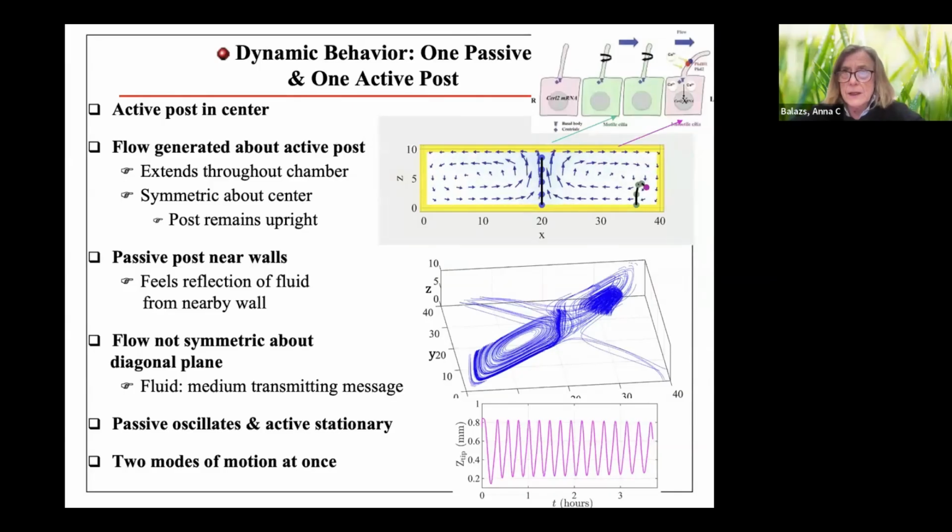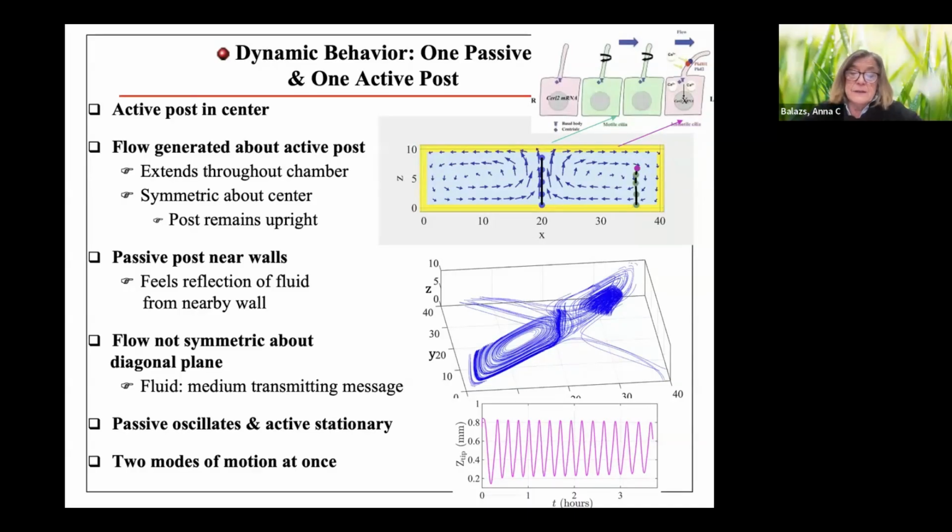And I think you see it very nicely here. The catalase is the blue one in the middle, and it's generating this flow field that's symmetric about itself. But the passive one feels that fluid flow, and then it feels fluid flow from the fluid that's reflected from the wall. So there's an inherent asymmetry in this system. Look at that across one diagonal, the flow profiles, these are very different. And so in this one, we have the passive that oscillates and the active one that's stationary.